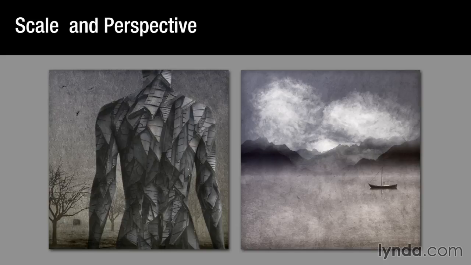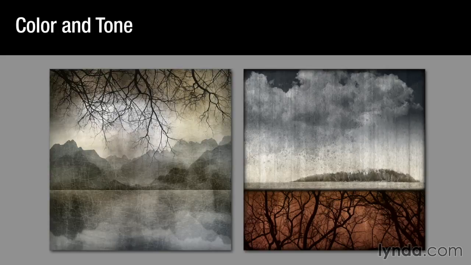In addition, the example on the right demonstrates that all of the elements in the scene need to conform to a single perspective. Here, the angle of view is from above the boat. You'll notice that we can see down into it, and therefore we need to have that same angle of view. We need to be a little bit above the waterline. We should also make sure that we consider color and tone throughout the image.